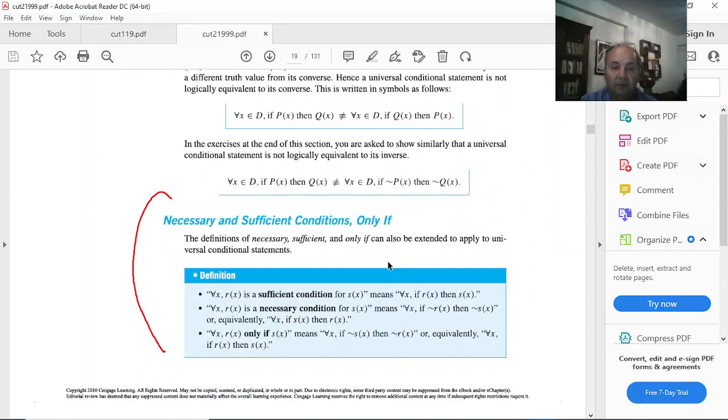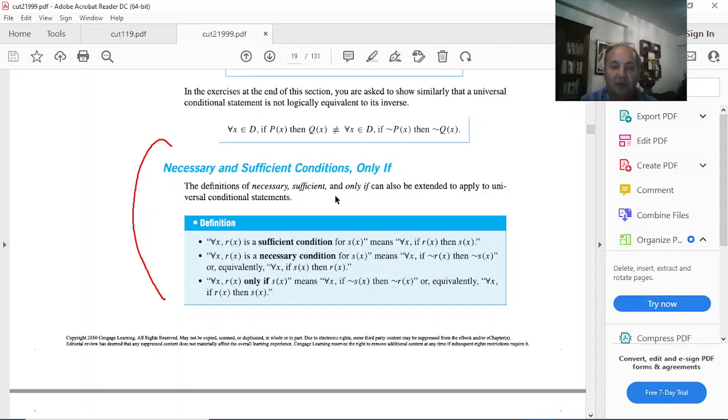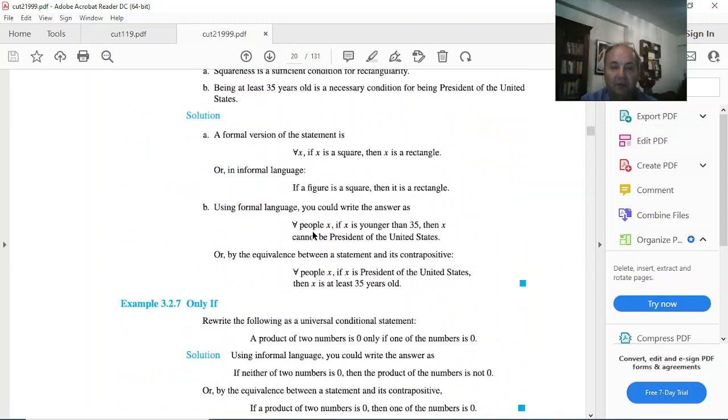Necessary and sufficient condition is the if and only if case. If R(x) then S(x), this is sufficient. When you reverse this one from S to R, this is necessity. Here we go.